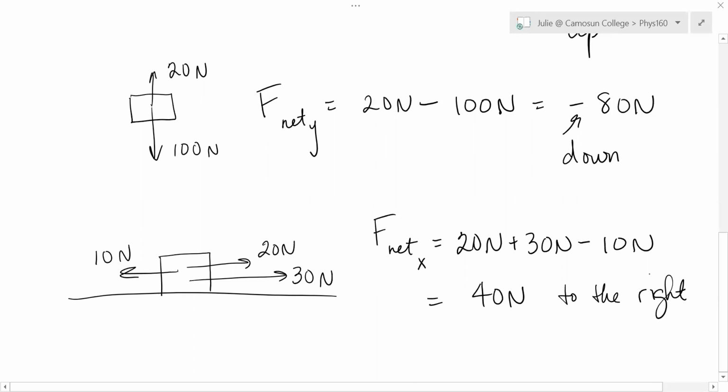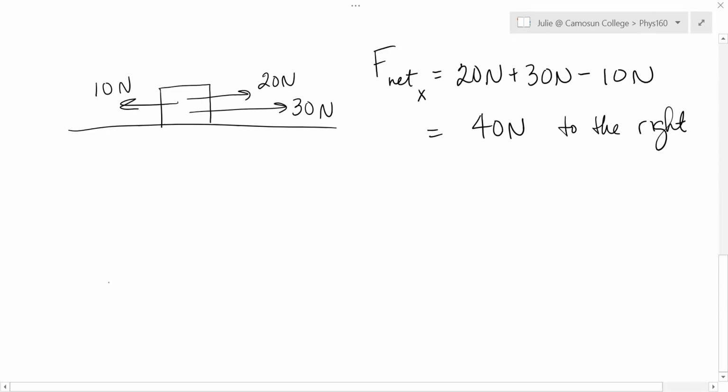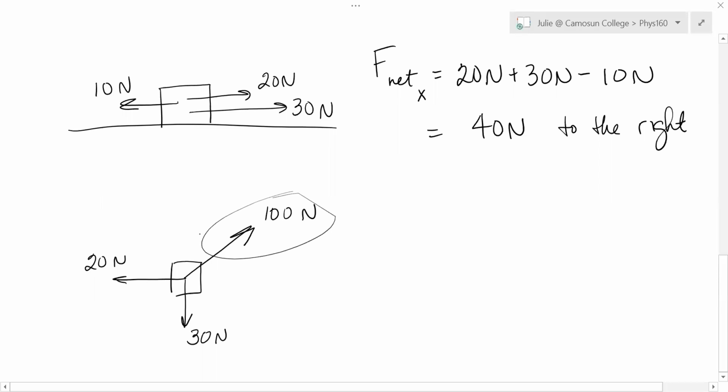Okay, so that's pretty easy when the forces are up, down, left, and right. What if they're not up, down, left, and right? What if we have something where there's a force off at an angle like this of, say, 100 newtons. And then maybe there's a force here of 20 newtons. And then let's put a force here of 30 newtons. Now, how do we get the net force? Well, you cannot deal with a force like this at an angle because that's neither up, down, left, nor right. You must break that into components. And this is why we spent all that time learning the trigonometry of right-angled triangles and how to find the components of vectors.